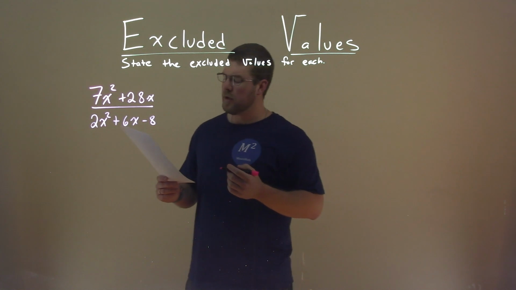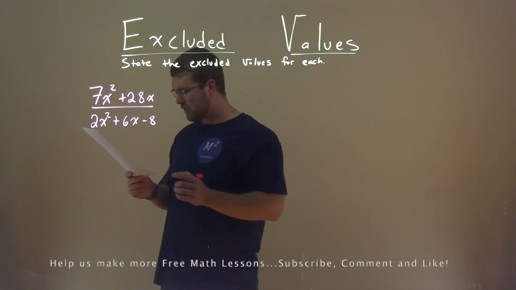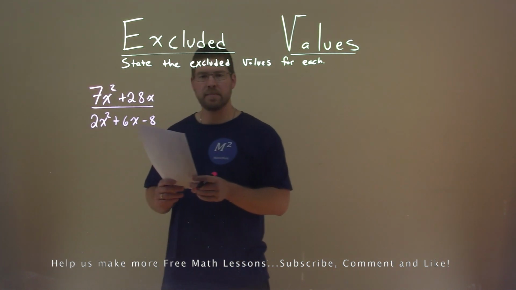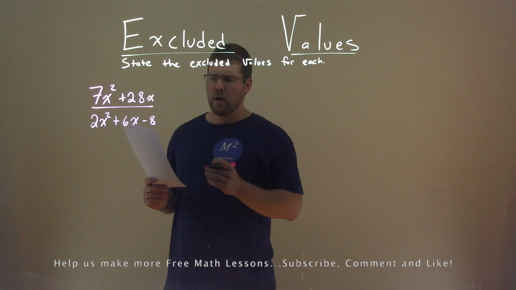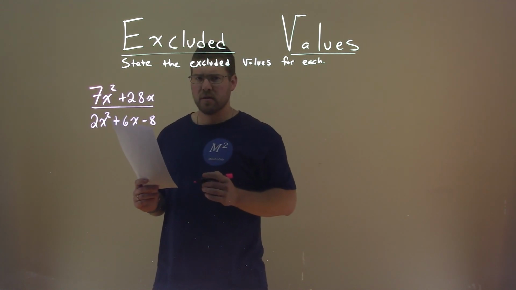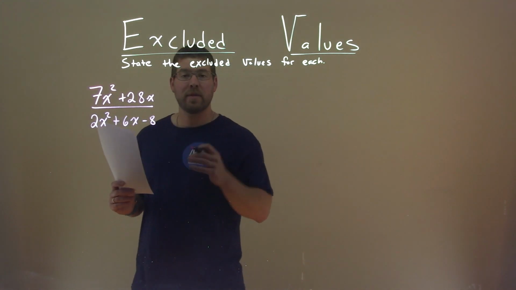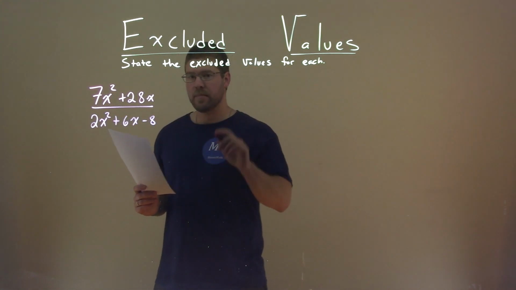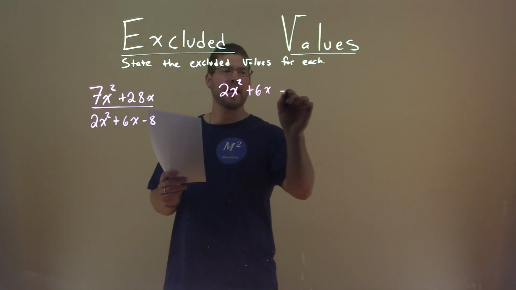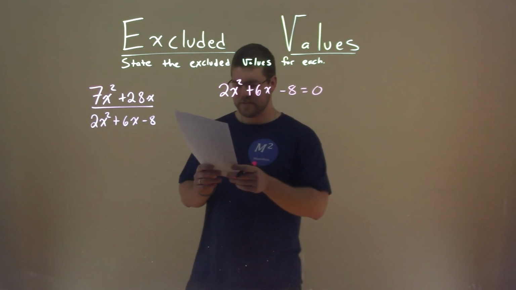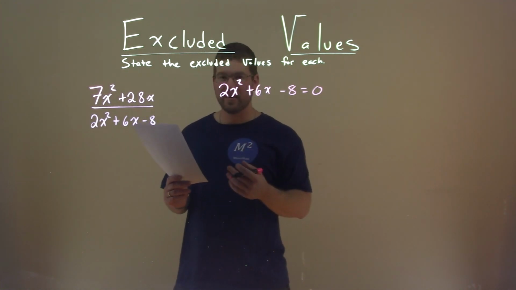We're given this problem right here, 7x squared plus 28x divided by 2x squared plus 6x minus 8, and we want to find the excluded values. Well, we have a rational expression here, and we know we cannot divide by 0. So we have to find when this denominator is equal to 0. 2x squared plus 6x minus 8 is equal to 0. Okay? So now, where do we go from here? We want to solve for x.